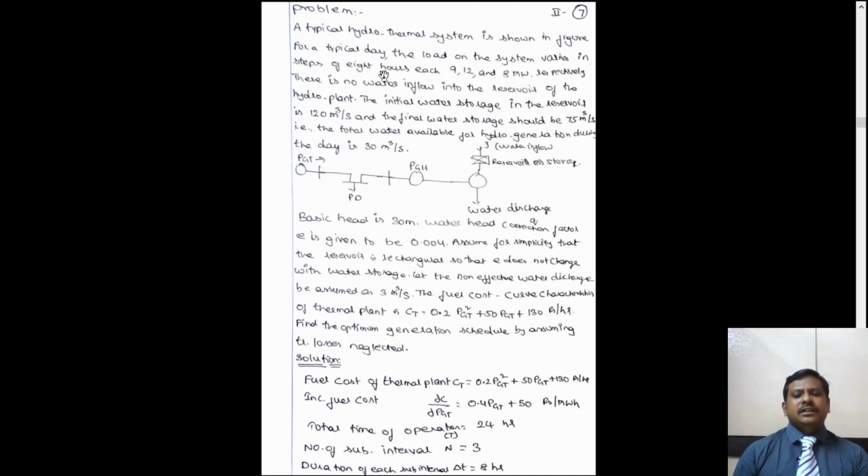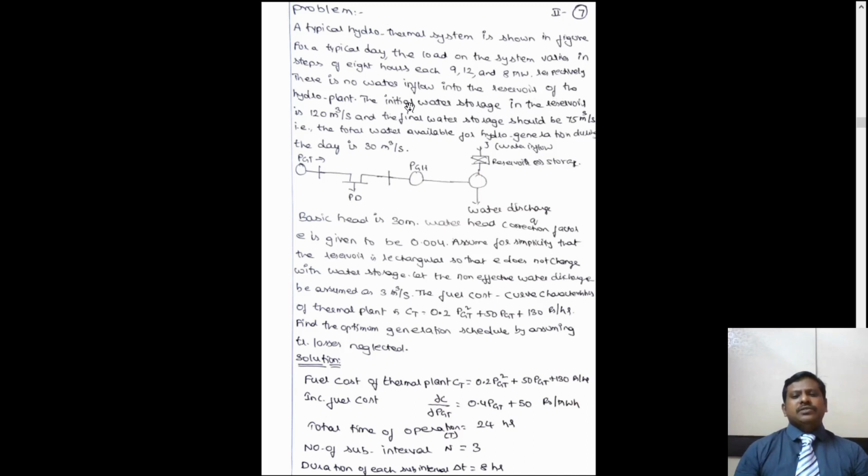So in a day there are 24 hours. For 8 hours each, the power is generated as: first 8 hours 9 megawatt, next 9 to 17, 12 megawatt power is generated. So 17 to 24, the power generated is 8 megawatt. So there are, that we will see later, respectively. There is no water inflow into the reservoir, so J is not considered here.